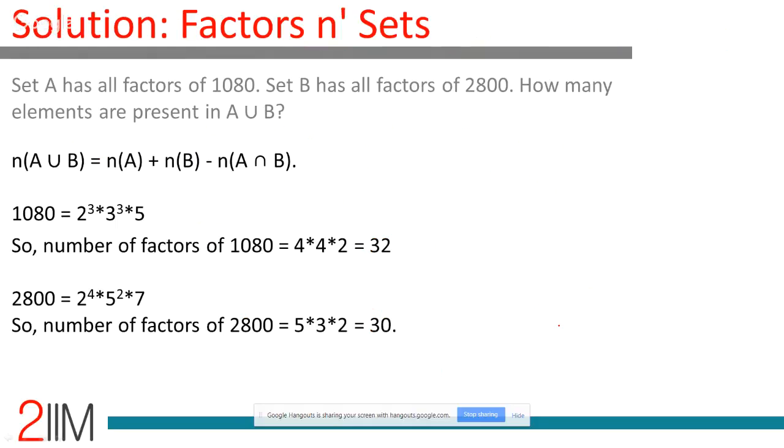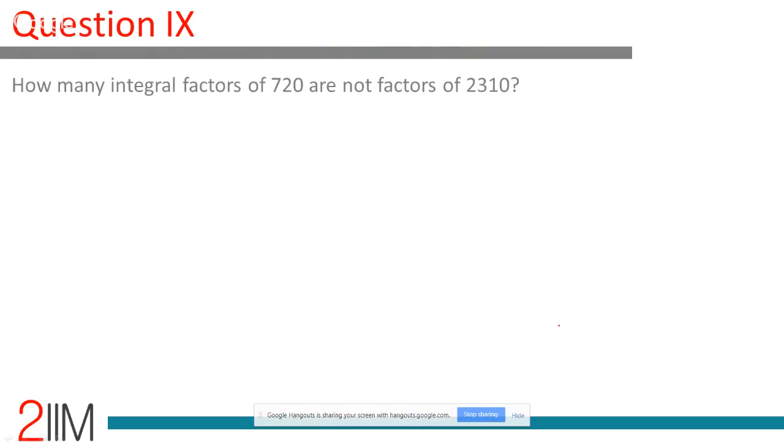Next one. How many integral factors of 720 are not factors of 2310? I don't know how to go over this. So I'm going to do a trick one.